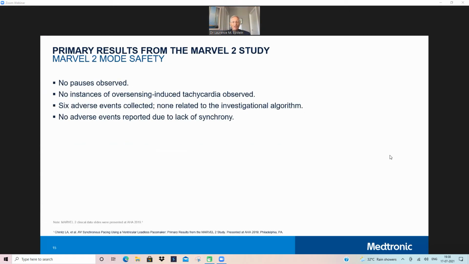Most importantly, second importantly, after achieving AV synchrony, was it safe? There were absolutely no pauses observed. We put Holter monitors on all these patients, so we looked at every beat in every patient when we put them in the VDD mode. There were no incidences of oversensing due to tachycardia observed. Some of the adverse events had nothing to do with the algorithm, and there were no adverse events due to a lack of AV synchrony or oversensing or undersensing.